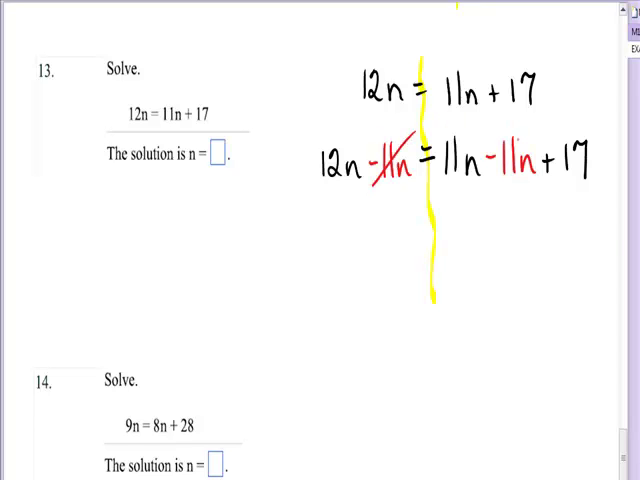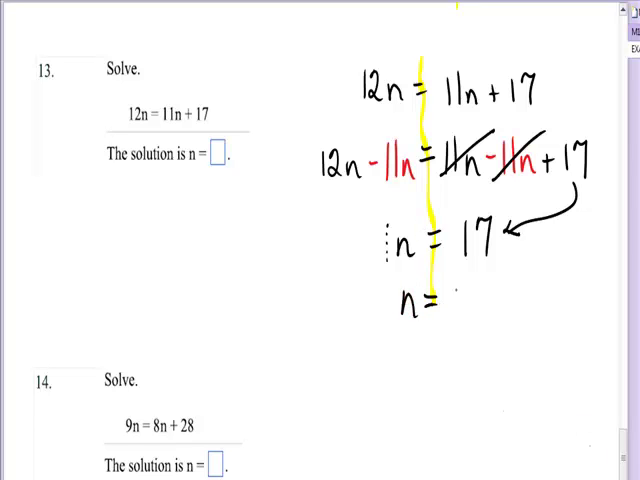All right, these 11n's, positive 11n minus 11n, gone. That equals 0. So I have a 17 left. 12n minus 11n. We'll talk more about doing this kind of work later, but I think it's logical that that would be 1n. So n is 17.